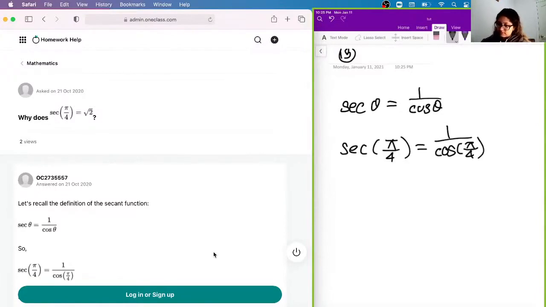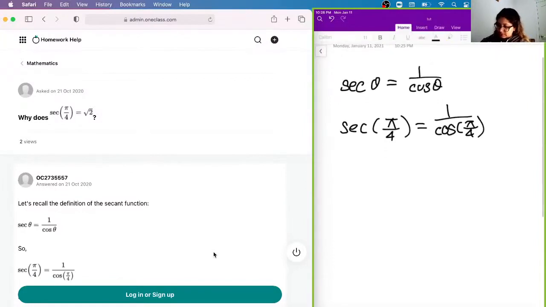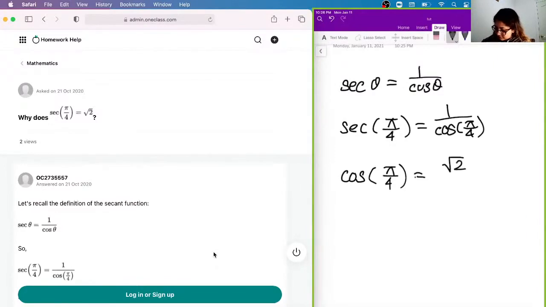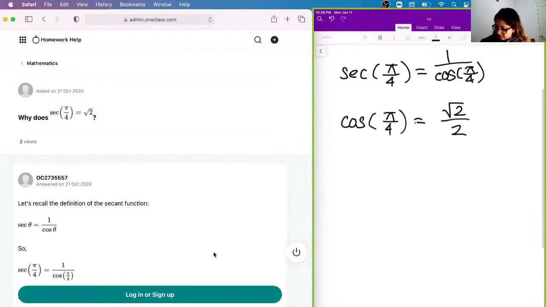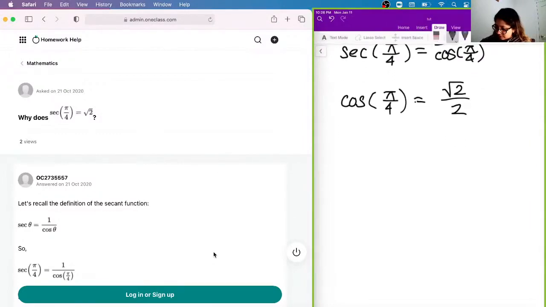And so from the unit circle, if you remember the special angles, we know that cos of pi over 4 is equal to the square root of 2 over 2. And so I draw the triangle here, a right angle triangle.